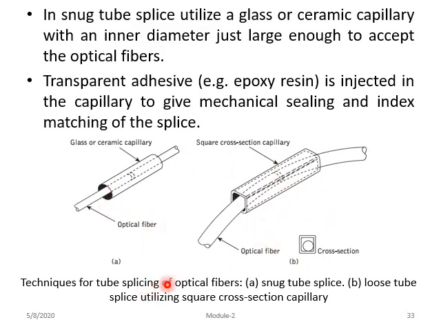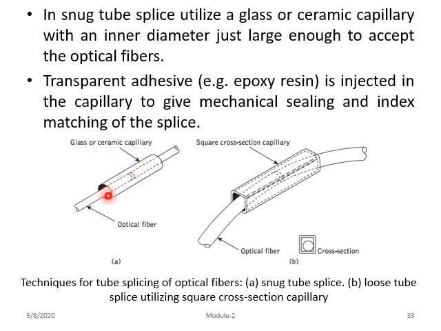Under mechanical misalignment, we are looking at tube splicing. A snug tube splice utilizes a glass or ceramic capillary with an inner diameter just large enough to accept the optical fiber. Another condition is that transparent adhesive is injected in the capillary to give mechanical sealing and index matching of the splice. So two fiber ends are placed inside another pipe, one pipe which is used to connect the two. Just like how we bond PVC pipe, in the same manner we are bonding here with a glass or ceramic capillary tube.